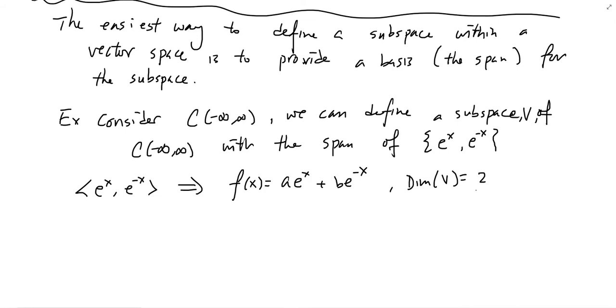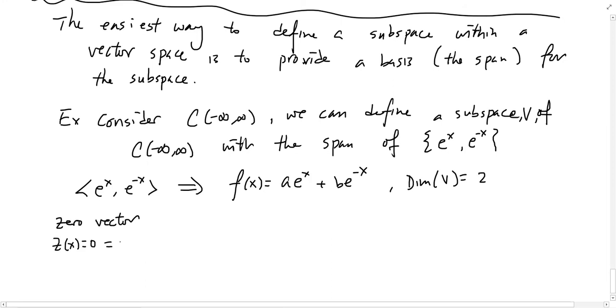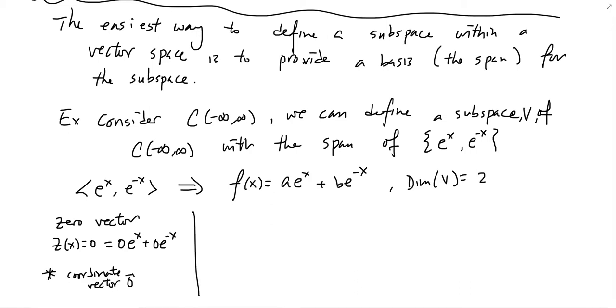Now, it shouldn't be too hard to see that it has to form a subspace. Why? Because of the following. Let's just quickly go over the proof. So, does it contain the 0 vector? Well, z of x would equal 0, which is just basically equal to 0 e to x plus 0 e to negative x. Essentially, it corresponds to the coordinate vector 0. The 0 element in this case is the 0 function, which corresponds to the coordinate 0 vector, which is 0, 0 in this case.